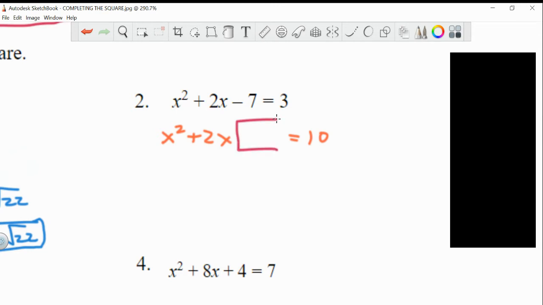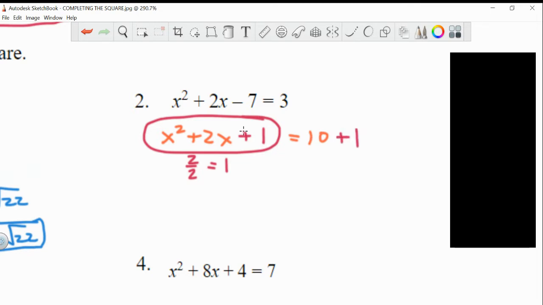In this spot, I need to have the perfect number. Now, what number goes there is half of this middle number, which is 1, and I need to square that and put it here, which is really easy, just a 1. Now, what I have here is a squared factor trinomial. This is a pattern, and we've made it happen. I also need to make sure to keep things balanced and put a 1 on this side over here. And so I'm going to have 11 on this right side.